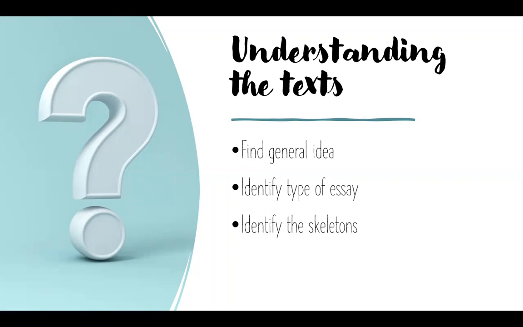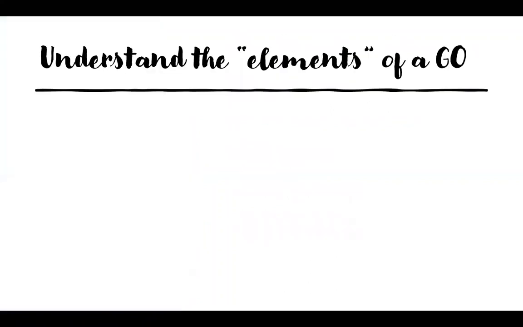Now, let us go to the second stage. After understanding the text, what you need to do is understand the elements of a graphic organizer. What are the elements? I mentioned to you, first of all, it's the text. You will need to put text in your graphic organizers. And the second one is the connection. Connection, here I'm referring to connection between text. Hubungan antara teks satu dan teks selanjutnya.